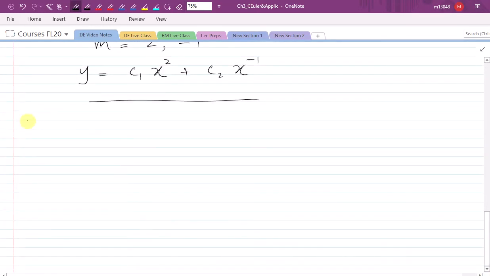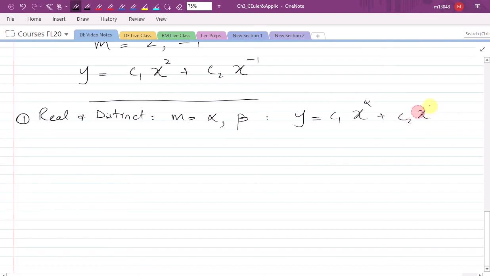What are the other possibilities here for other roots? Let's write the same set we wrote for constant coefficient equations. First possibility is real and distinct roots. Like we get m equals alpha and beta, and our solution is y equals c1 x power alpha plus c2 x power beta.